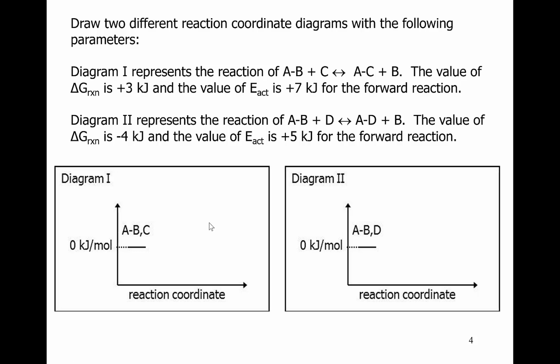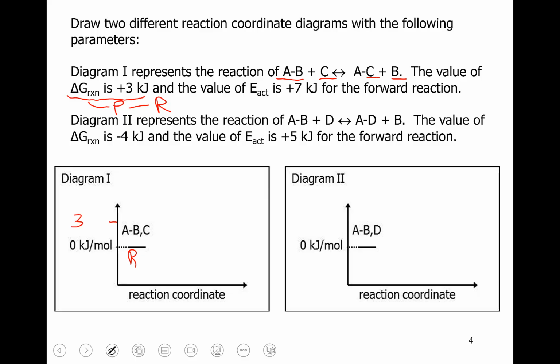This question has us draw two different reaction coordinate diagrams, and we're given the values of delta G reaction and energy of activation for the forward reaction. So for the first one, AB reacts with C to make AC and B. We're given the value of delta G reaction as plus 3 kilojoules. Remember that delta G reaction is going to be the product energy minus the reactant. My reactant starts at 0 kilojoules.